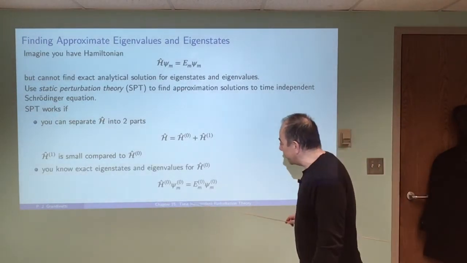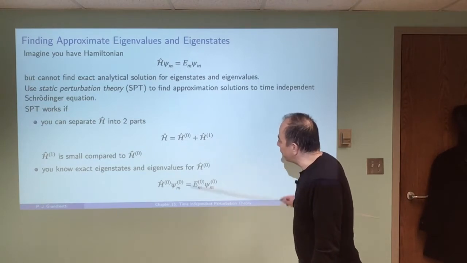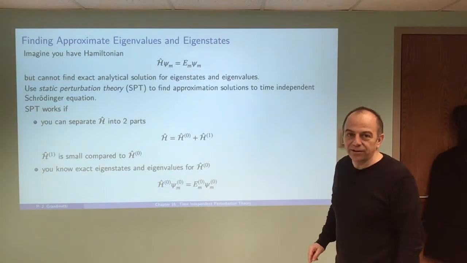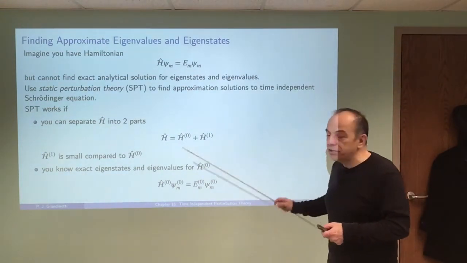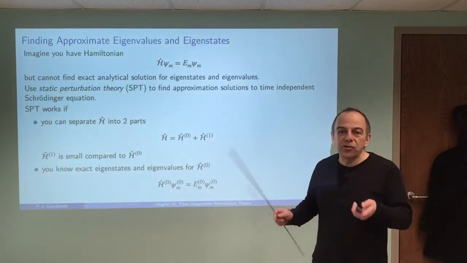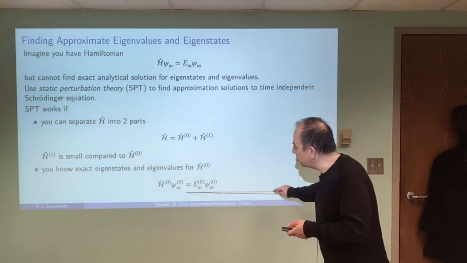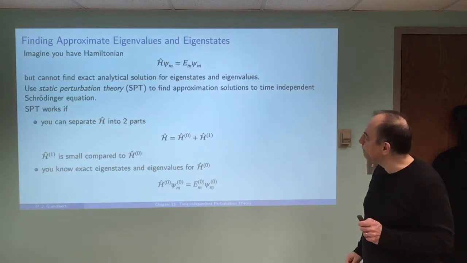The other condition we need is that we know the solution for H0. We know its eigenstates and we know its eigenvalues. So in other words, we're going to be adding this small perturbation onto a Hamiltonian where we already know the solution, and we're going to try to find an approximate solution for H based on the solutions that we already know for H0.